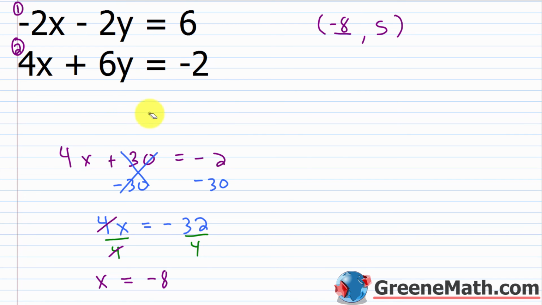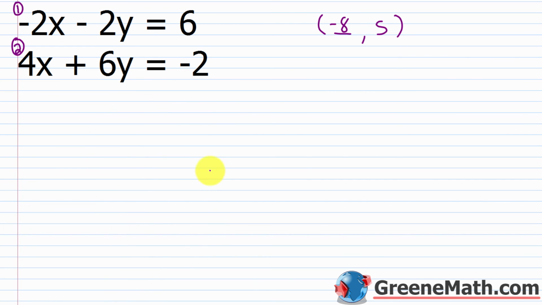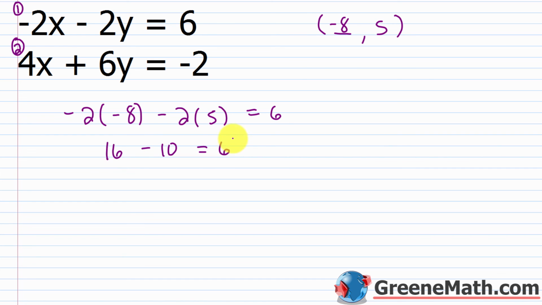So let's check this. I'm going to go ahead and plug into each original equation. So in equation 1, I have negative 2 times negative 8. That's my value for x. Minus 2 times 5. That's my value for y. And this should equal 6. Negative 2 times negative 8 is 16. Negative 2 times 5 is negative 10. And then we have equals 6.